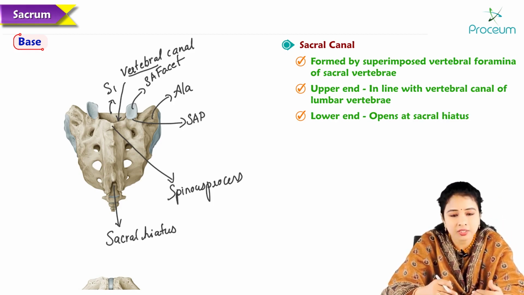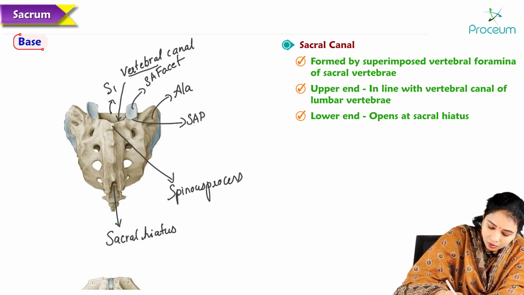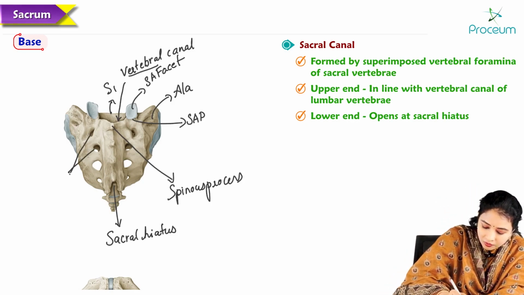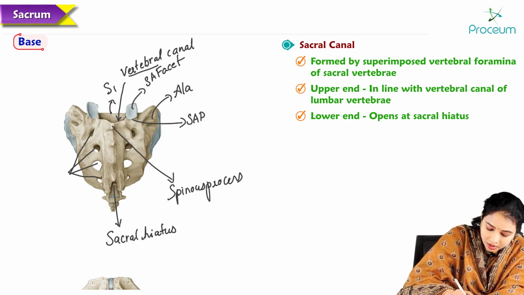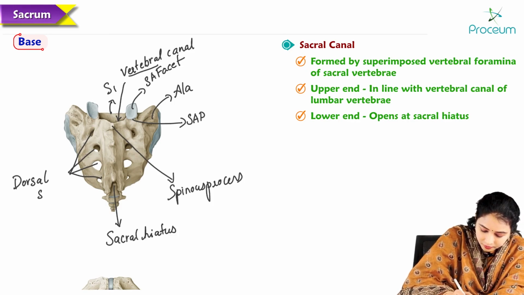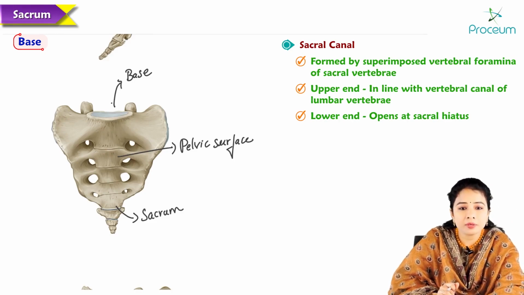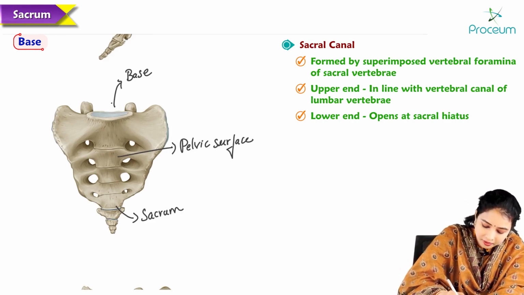On the inner aspect, the gaps between the vertebrae are called intervertebral foramina, and we can see the pelvic and dorsal sacral foramina. What you are seeing is the dorsal surface of the sacrum. These foramina are the dorsal sacral foramina. And in this image we can appreciate the ventral sacral foramina.